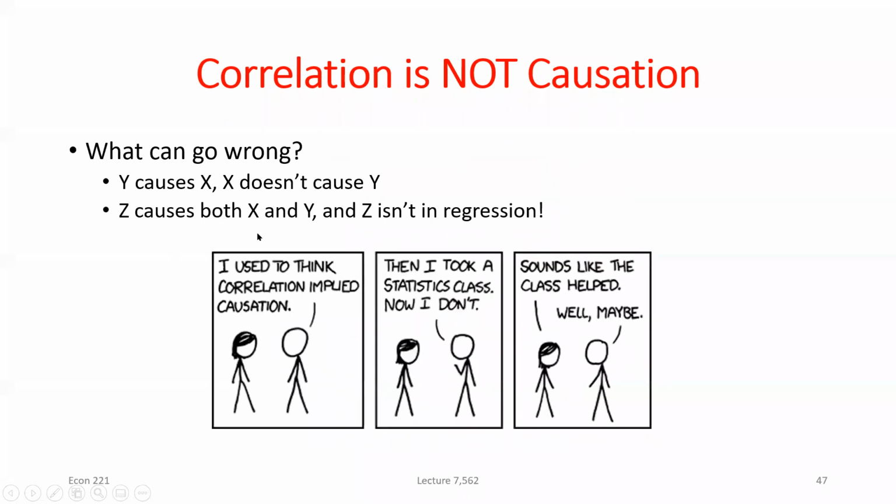So I always like this little cartoon. I used to think correlation implied causation. Then I took a statistics class. Now I don't. Well, it sounds like the class helped. Well, maybe, right? Because maybe there was an outside thing that made it more likely both that I understand the difference and that I take a statistics class, something else I'm not taking into consideration, that Z variable is driving both of those, right?